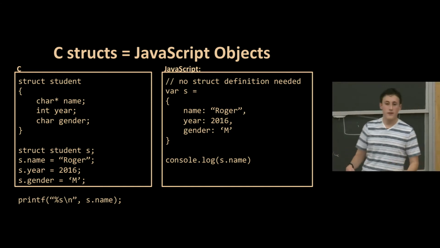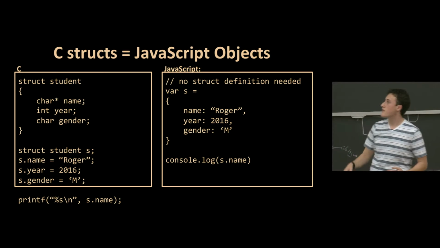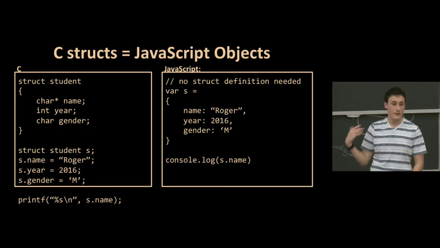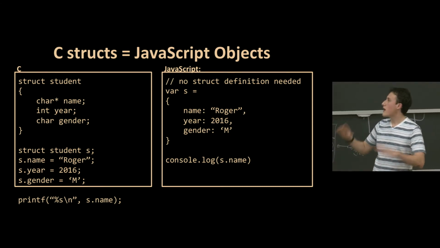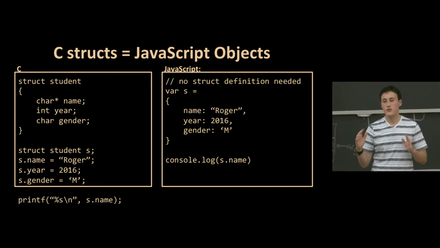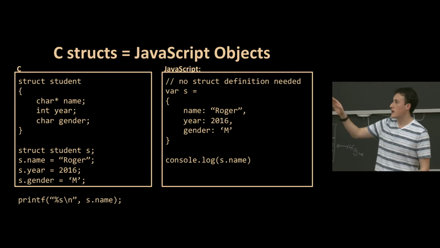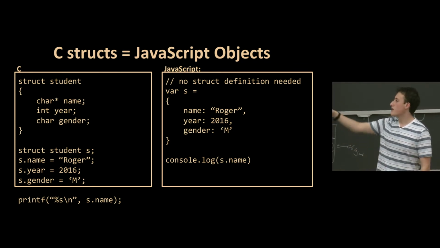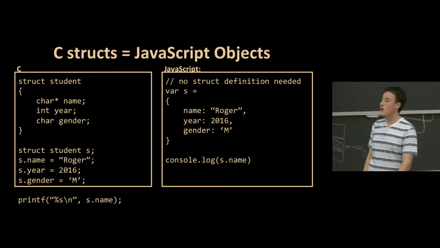In C, if we want to define the struct student, we'd have to specify all the things inside of it. So it has to have a name, it has to have a year, it has to have a gender. But we also have to give it the types of all those things. And now that we have this mold for the struct called student, we can have a new struct, and then we can manually say what each of the fields are. And that's where we use .name, .year, .gender. And then in the last line of code here, I'm just printing out the name of the struct student.